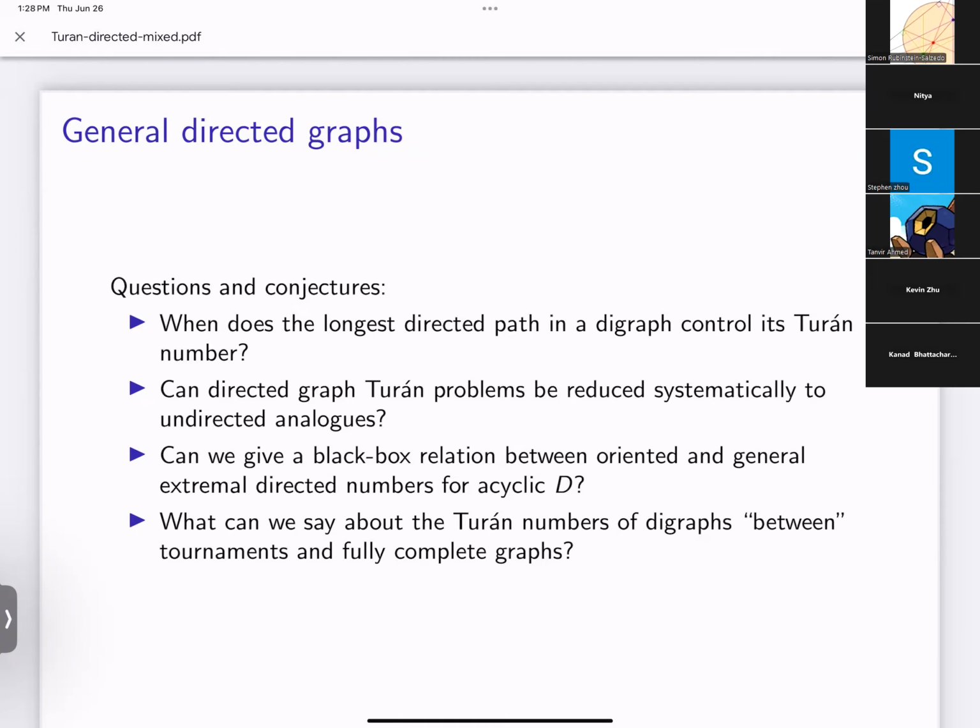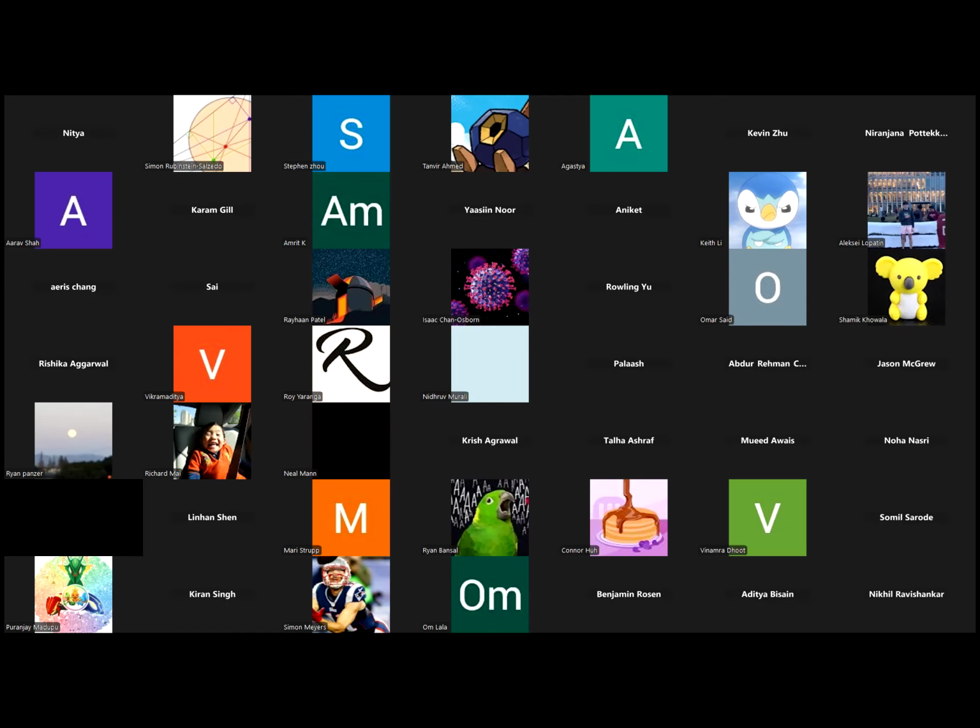Are there any other questions at the moment? Okay, if not, then let's thank Nitya again, and then we'll move on to the next section of the quiz.